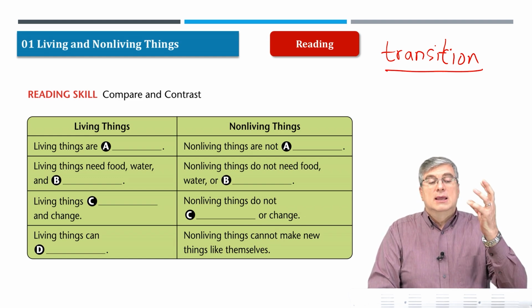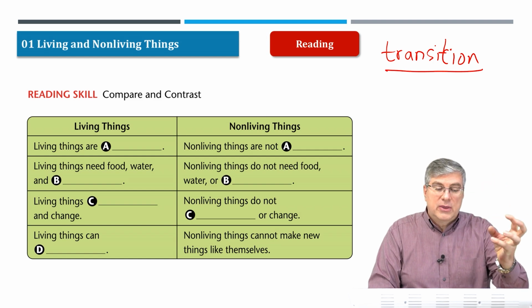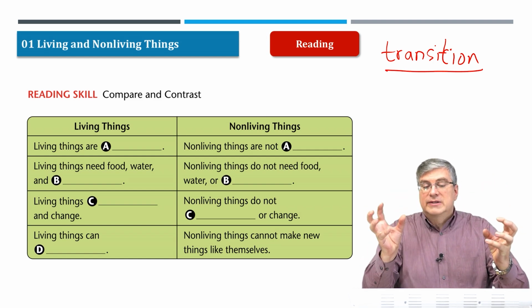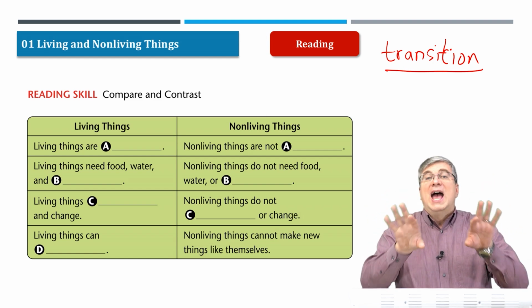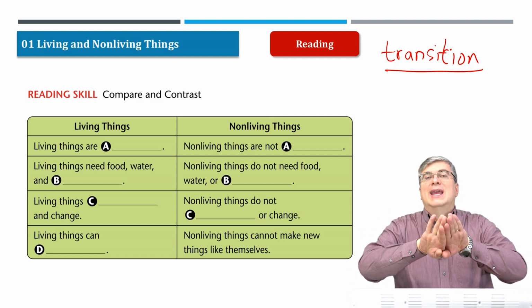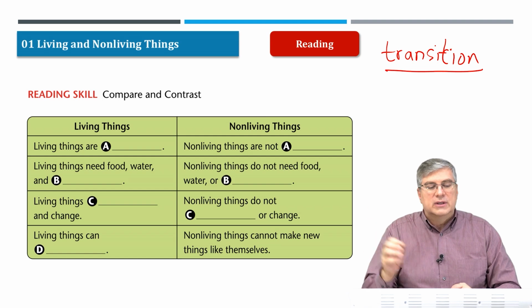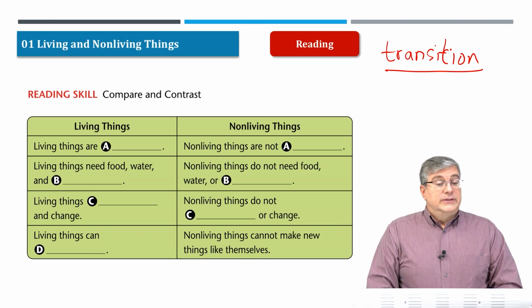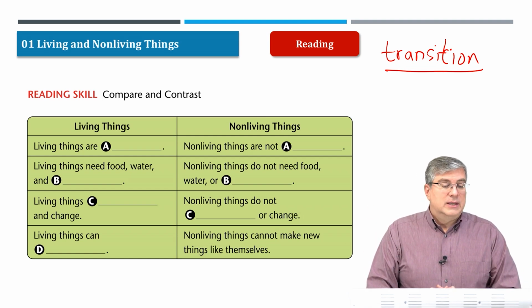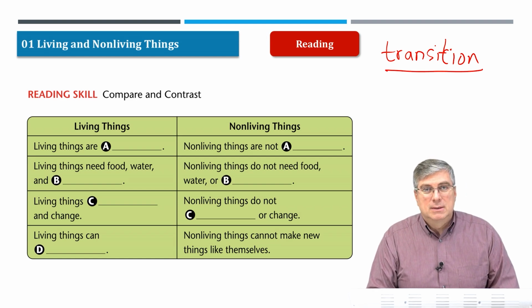So on the left-hand side, we have living things. On the right-hand side, we have non-living things. How are they different? How do they contrast? Contrast equals different, right? Show difference. So let's start with the left side at the top. It says living things are blank.